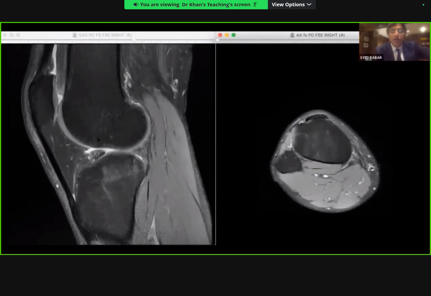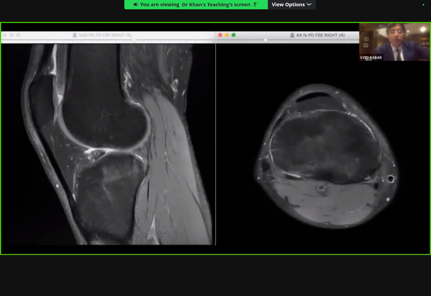axial sequence. Now, the axial sequence is really important for multiple reasons. You've already on the sagittal seen all the central bits, but what you haven't seen is what's happening at the front of the knee. And the front of the knee is a whole separate structure called the extensor mechanism, or the extensor apparatus. Now, the extensor mechanism is this quadriceps, the patella tendon itself, and of course we look at the cartilage at the patellar surface and the femoral trochlea.